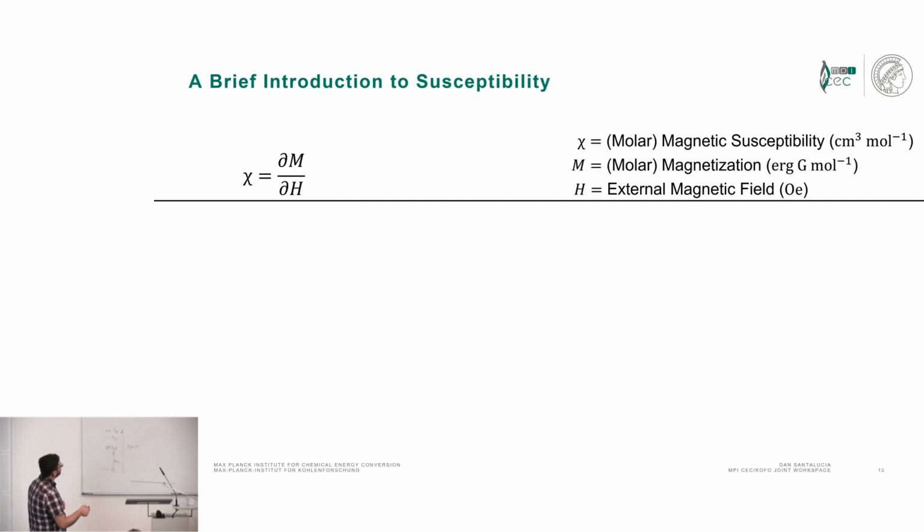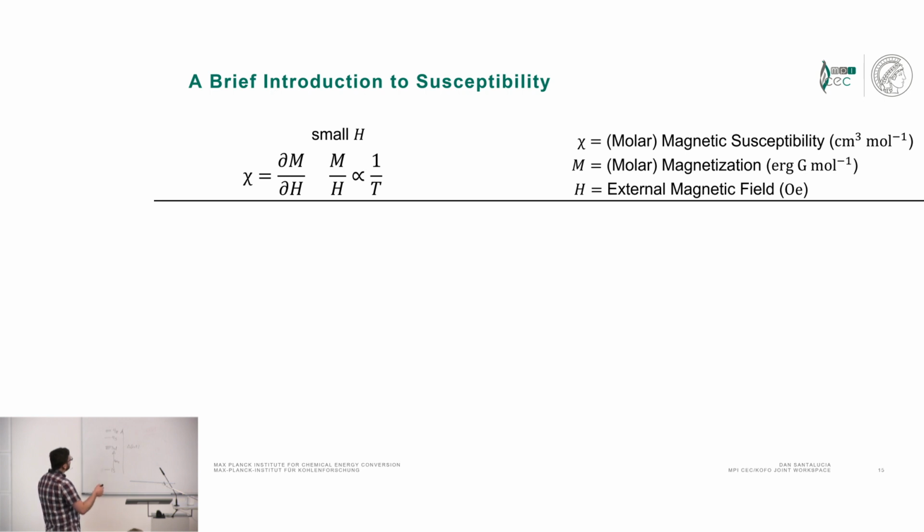So what then is this so-called value of magnetic susceptibility? And I'll talk about what that means in just a second. The magnetic susceptibility is a quantity that's a derivative of the magnetization. So we're now dealing with a second derivative of energy with respect to field, fundamentally. And again, as I mentioned, molar magnetic susceptibility has units of cubic centimeters per mole in our EMU unit system. Molar magnetization ends up in ergs Gauss per mole, and then the external field is in units of Oersted here, okay?